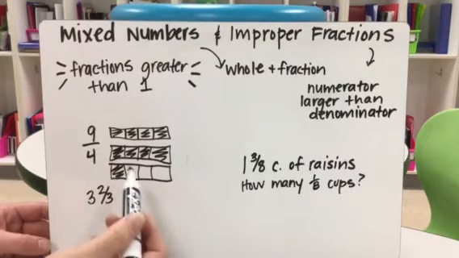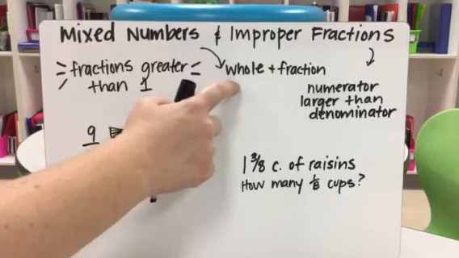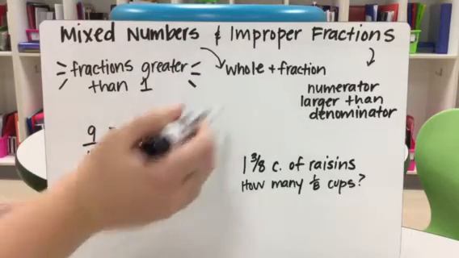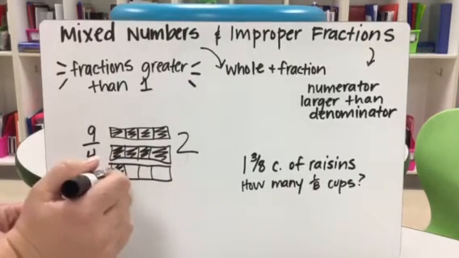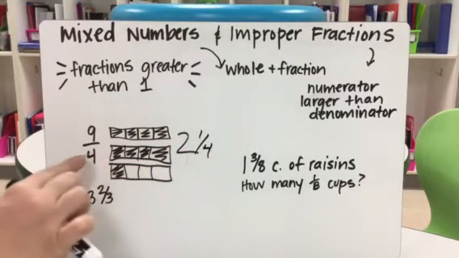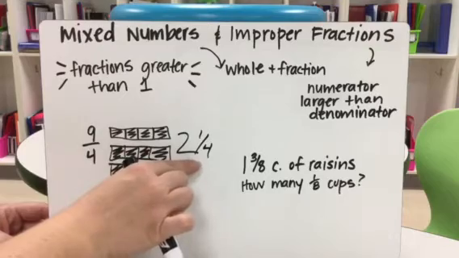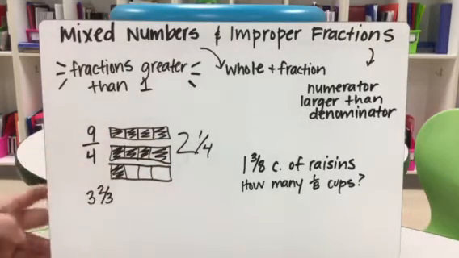But I could also write that as a mixed number. How many wholes did I use? 2. I used this whole and that whole. And then how much of the last whole did I use? I used 1/4. So this picture shows 9/4 and 2 1/4. 9/4 and 2 1/4 are equivalent. They're just a different representation of this same picture.